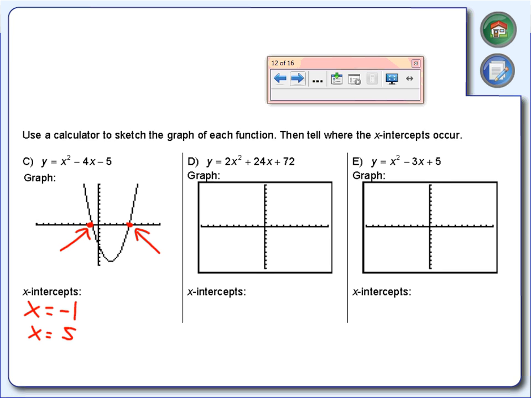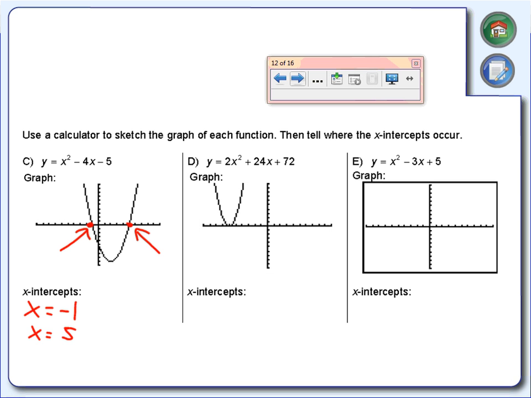Go to your calculator. Let's go to y equals. And we're going to enter 2x squared plus 24x plus 72. Once again, we're going to graph it. Make sure you sketch me a graph. I want to see what it looks like there on the paper. So if we do this correctly, this is the graph we're getting.